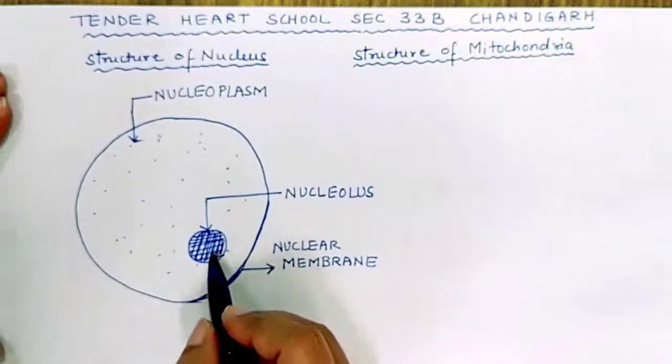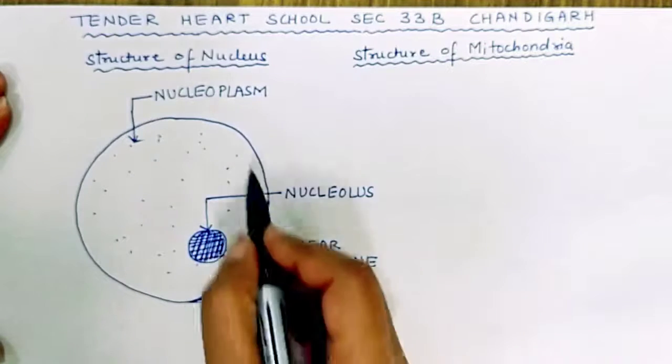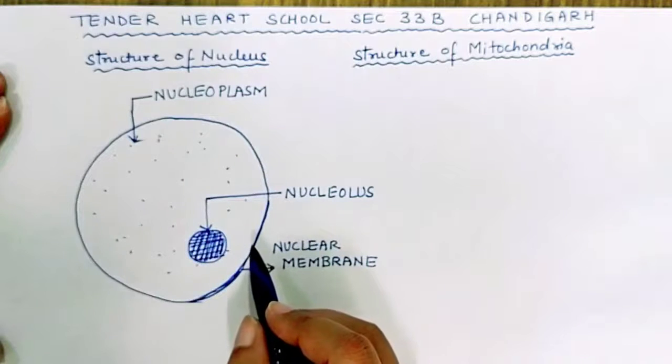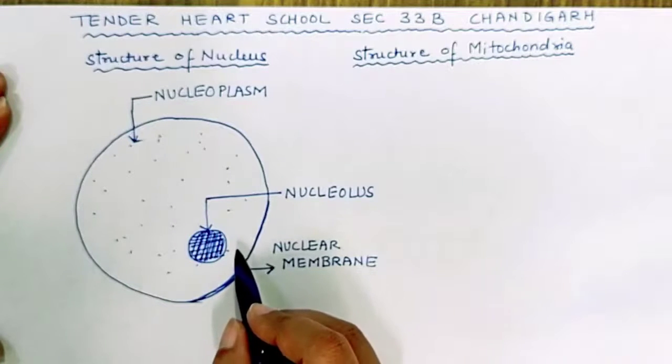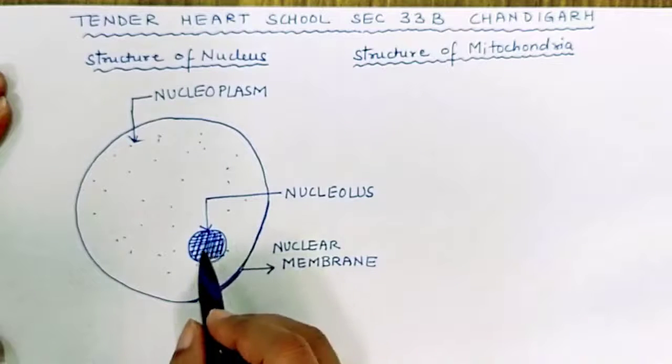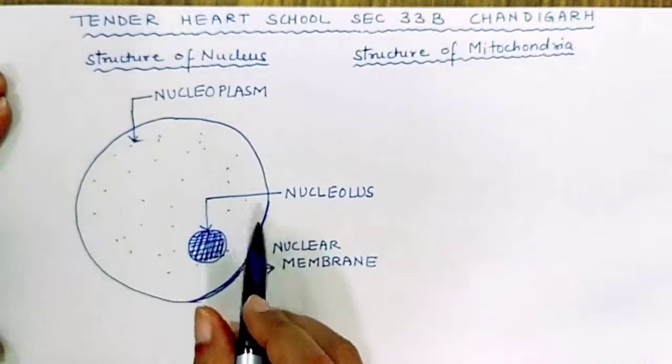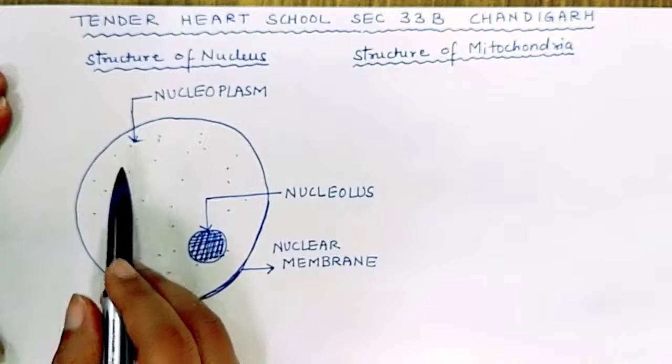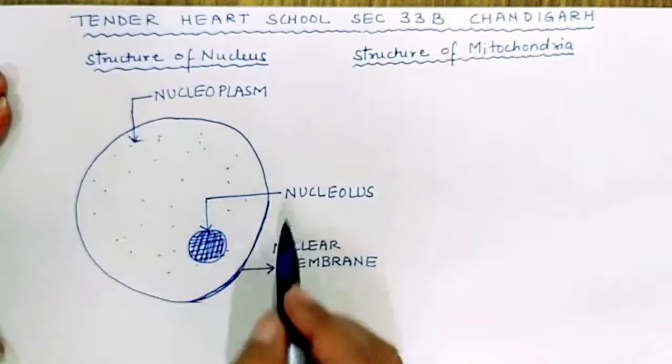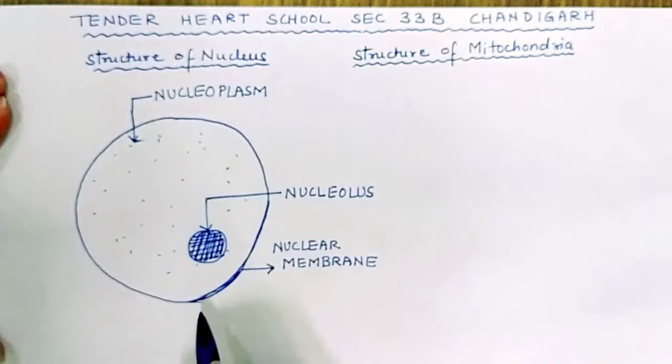Function of nucleolus is that it participates in protein synthesis. Function of nucleus is that it is the control center of the cell. All the activities of a cell are being controlled by the nucleus. Nucleoplasm is the fluid in the nucleus. Nuclear membrane is the protective covering around the nucleus.